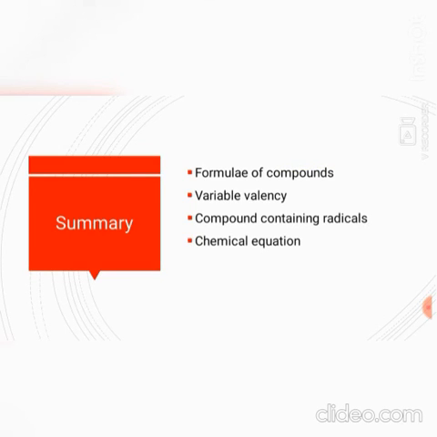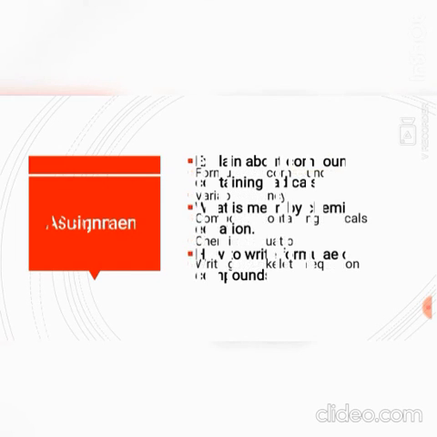Then chemical equation. The chemical change or chemical reaction is represented by a chemical equation, and the starting substance is said to be the reactant and it is written on the left hand side, and the end substance is said to be the product and it is written on the right hand side. And we have seen how to write the skeletal equation.